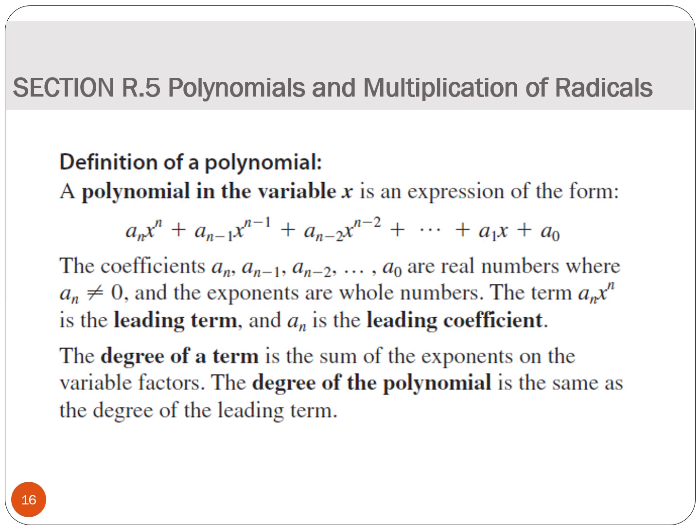In Section 5, we will discuss polynomials and also we will see how we can multiply radicals. The definition of a polynomial: a polynomial in one variable is an algebraic expression. It consists of real numbers multiplied by powers of the variable x.